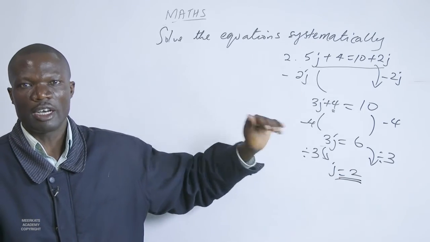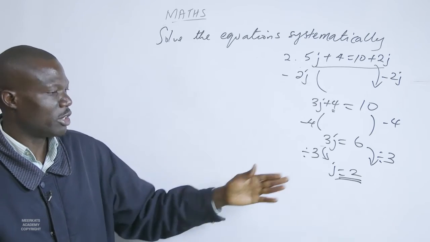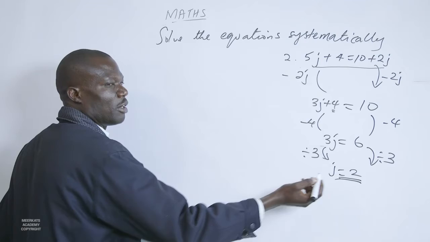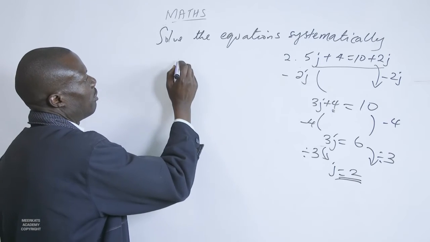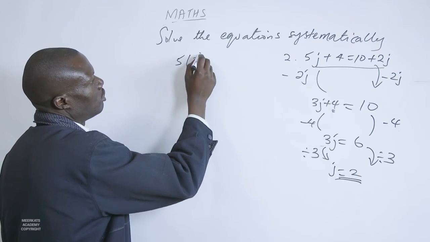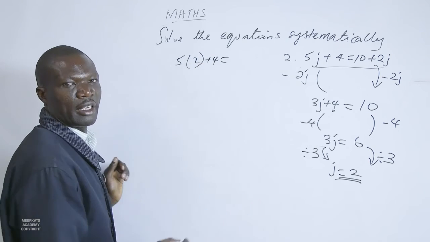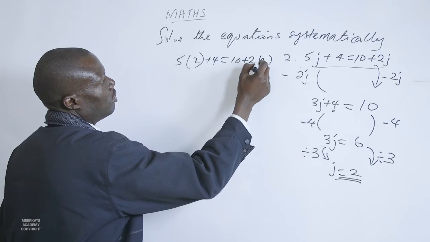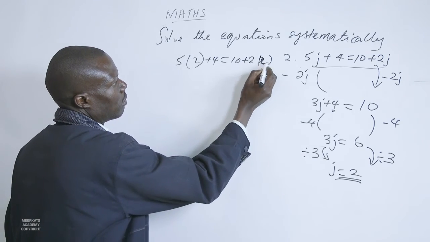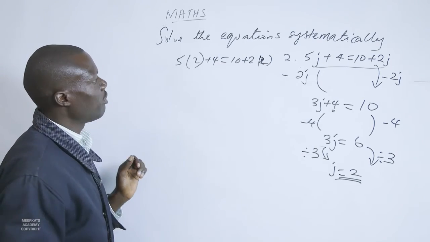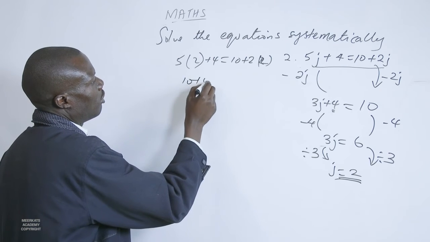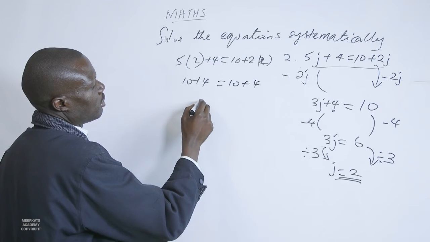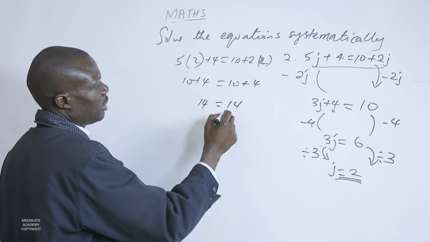We can check our answer and confirm it. If j equals 2, is it true for this? So let us see. When we substitute the value of j in the equation, we shall have 5 into 2 plus 4 on the left-hand side is equal to 10 plus 2 into 2. So 2 times 5 is 10 plus 4. The other side we have 10 plus 2 times 2, which is 4. So 14 is equal to 14.